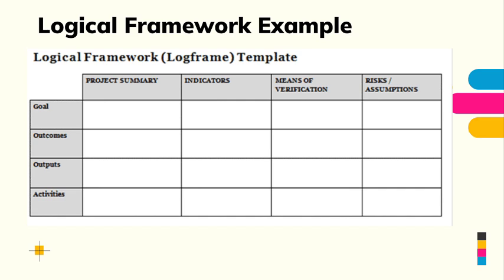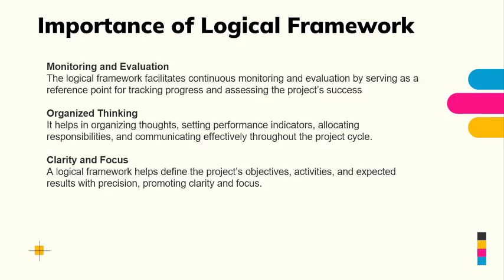Between the means of verification and the indicator, you can also insert another column where you define these indicators. And then you can also put a means of verification: how are you going to verify some of these things? What's your data source? Those are some of the things you can put. Then you also put the risks or the assumptions for those activities, or for that outcome, for the outcome to be realized.